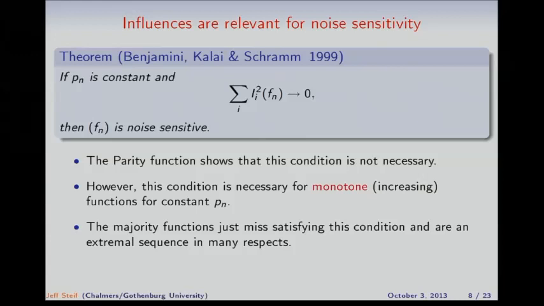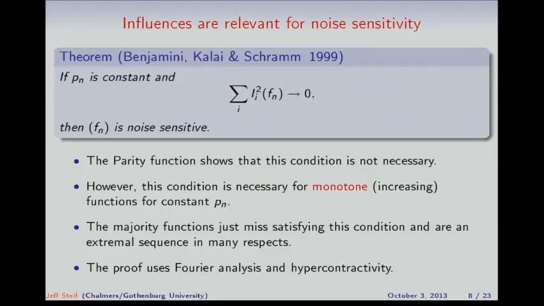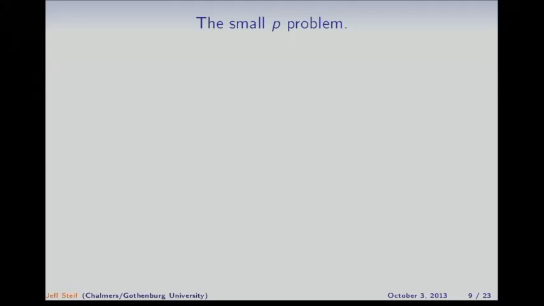Okay, and the proof of this uses Fourier analysis and hypercontractivity. So hypercontractivity corresponds to inequalities, which is the theme of the conference. So things fit in. Okay, so now those results are for P being constant. Now if we're interested in the random graph model, our P won't be constant as n varies. So let me say a couple words about the small p problem.